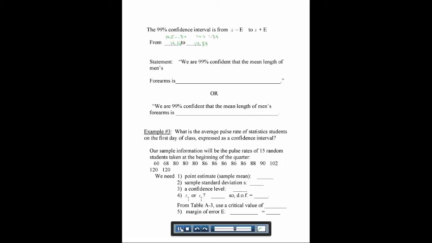So again, there are 2 ways we can write this. We can say we are 99% confident that the mean length of men's forearms is between 14.16 inches and 14.84 inches. And the other way we could write that is we are 99% confident that the mean length of men's forearms is 14.5 inches with a margin of error of plus or minus 0.34 inches.